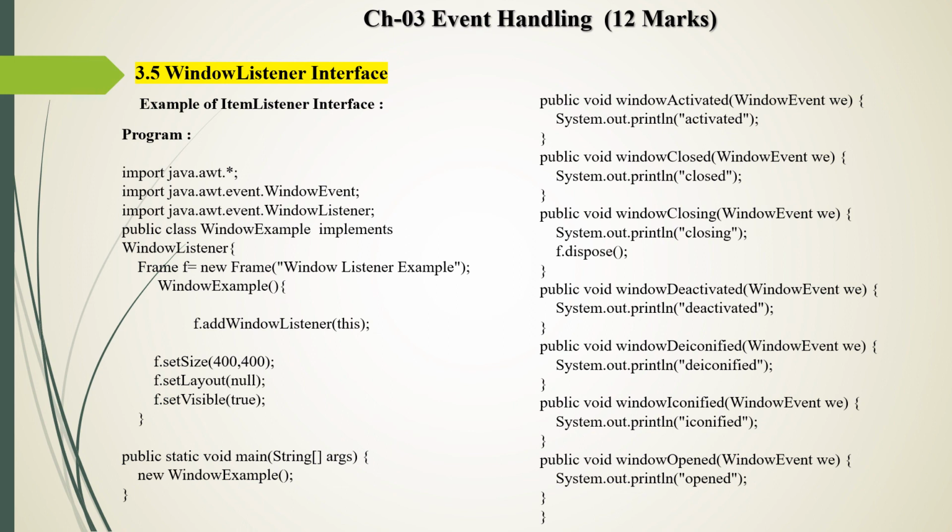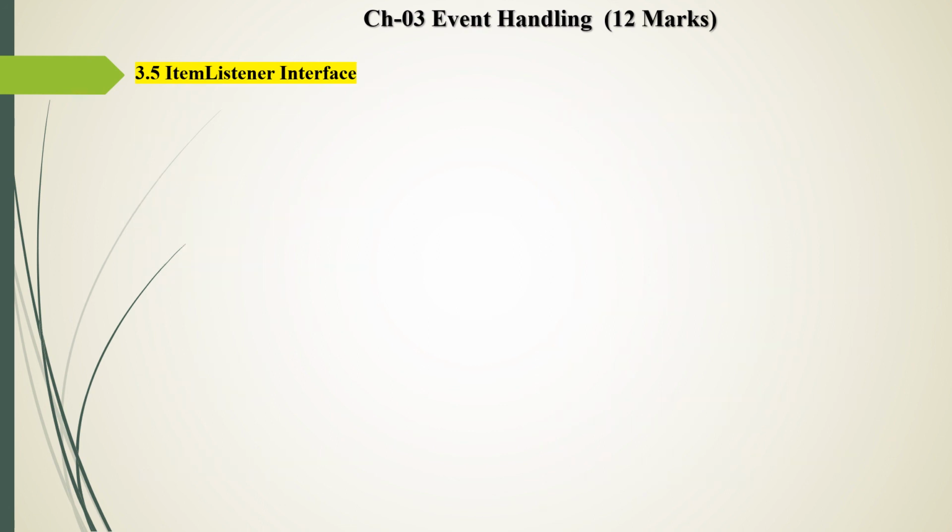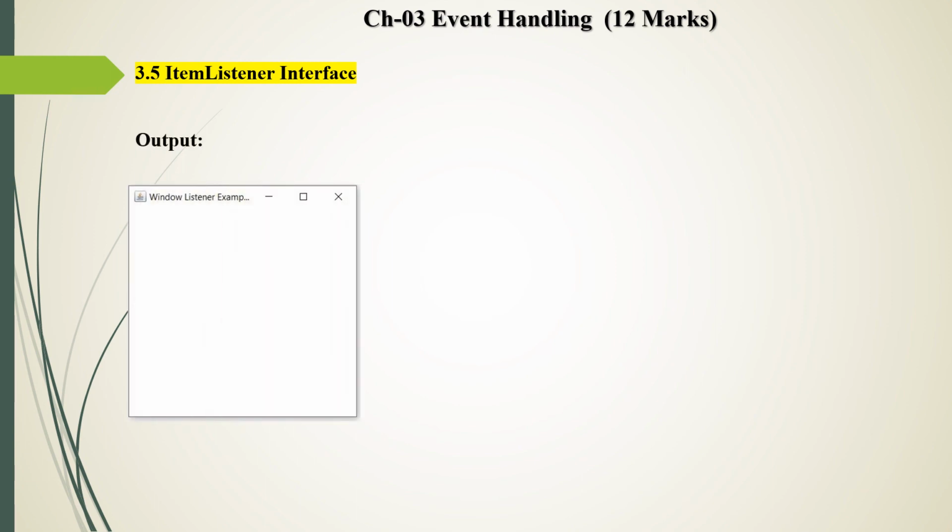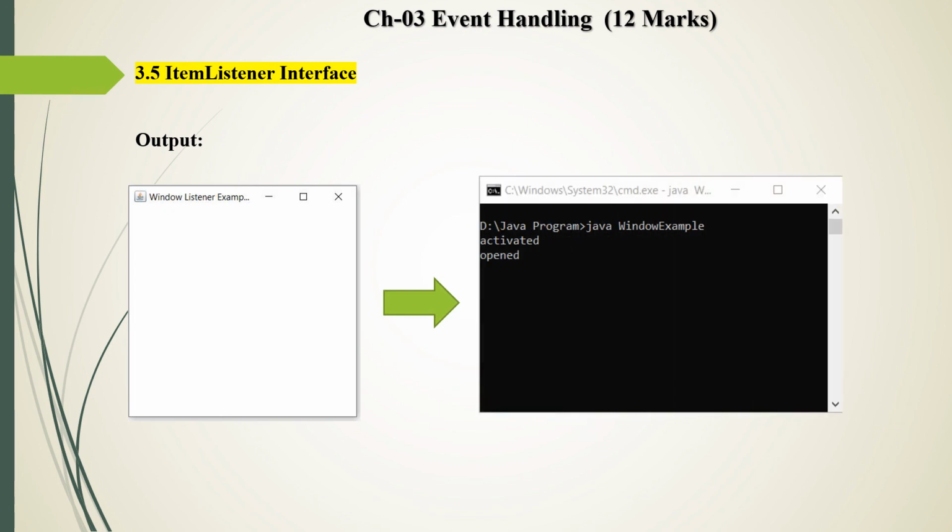The operation which you perform on the frame is handled by these methods, and the message is displayed according to your operation. So next we see the execution of this program. First, when you run the program, this window is displayed in the output. And when this window is displayed, these two messages are displayed in the command prompt: first window activated and second window open, because these two operations are performed when you execute the program. So first the activated method is executed and second the open method is executed.